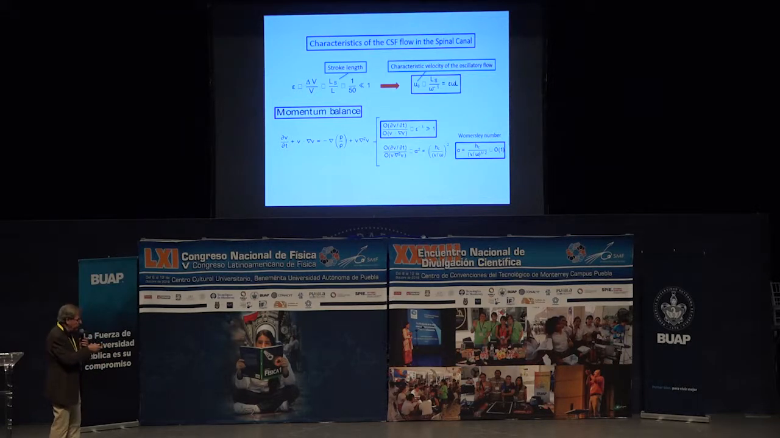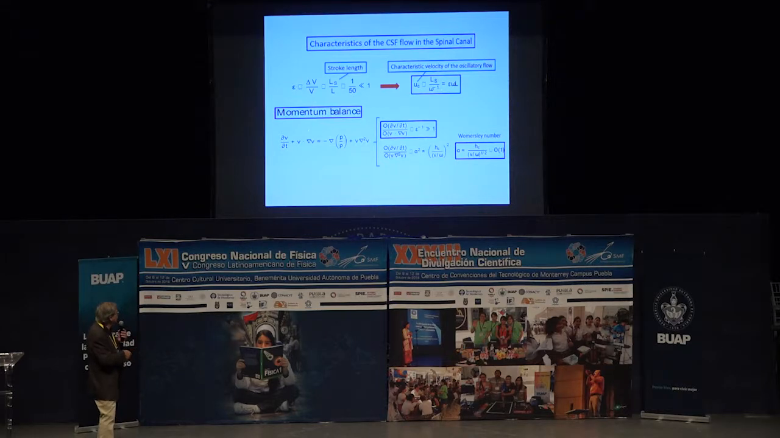So the first thing that you know is the stroke volume that goes into the canal divided by the total volume, which we're going to call epsilon. This is a quantity of the order of the stroke length of this oscillation divided by the total length, and that's a very small parameter. It gives you a characteristic velocity of the order of this small parameter times the frequency of that pulsation, which is roughly your heartbeat, roughly 1 hertz, times the characteristic length of the canal.